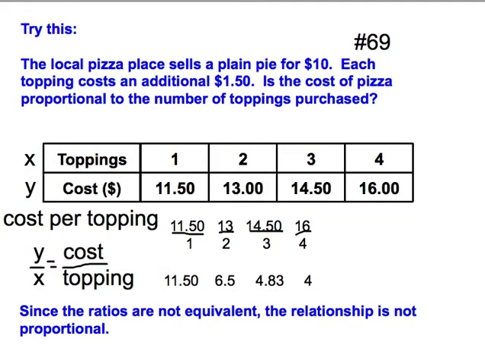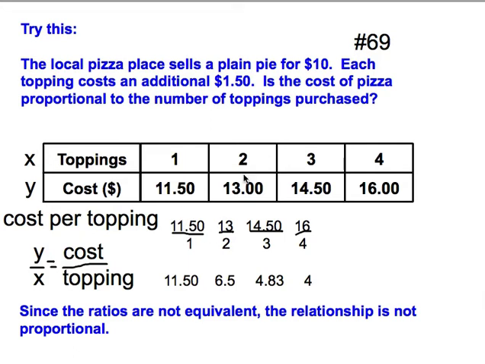Let's take a look at this example. This is about a pizza place that has a plain pie for $10 and each topping costs $1.50. So we want to know if the cost of the pizza is proportional to the number of toppings. So our cost is Y and our toppings are X. So the cost per topping is what we're looking for, the unit rate, which is Y over X, or cost over topping. So let's set that up.